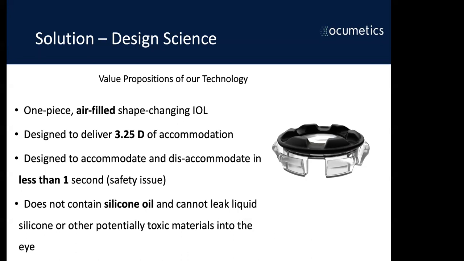The final thing is silicone oil. And I mentioned silicone oil because it is a potential toxic material in the eye. When we use it for retina surgery, we almost always remove it. I can't think of a situation where we would leave silicone oil in the back of the eye.